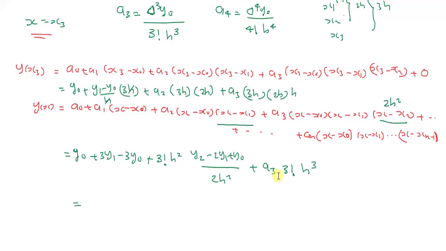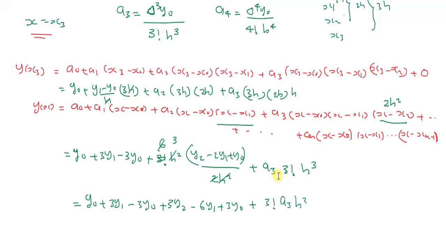Okay, now here h square will also cancel. Here 3 factorial means 6. So if you cancel this 2 with the 6, 3 will remain. Okay, so the remaining terms are y0 plus 3y1 minus 3y0 plus 3 into y2, 3y2 minus 6y1 plus 3y0 plus 3 factorial into a3 into h cube. So this is equal to y of x3. So y of x3 will be y3. So this is equal to y3.